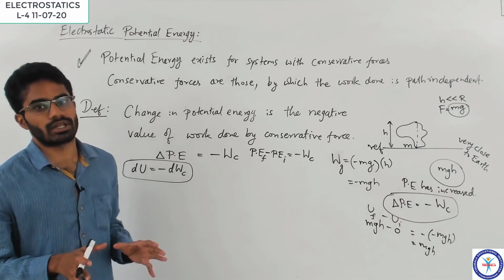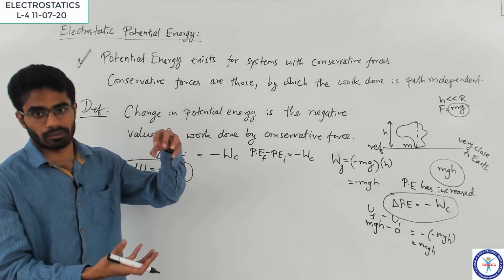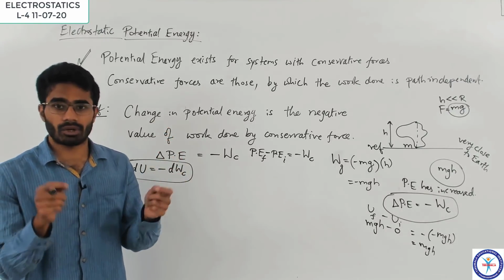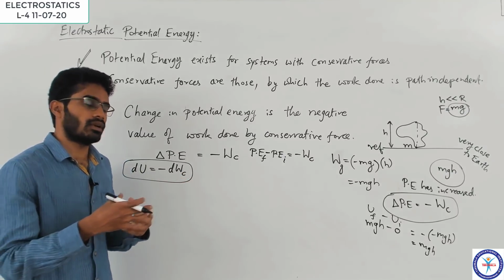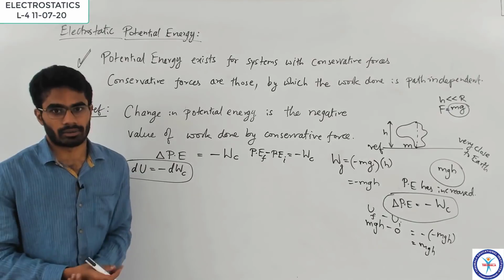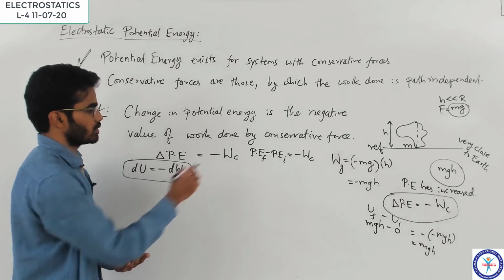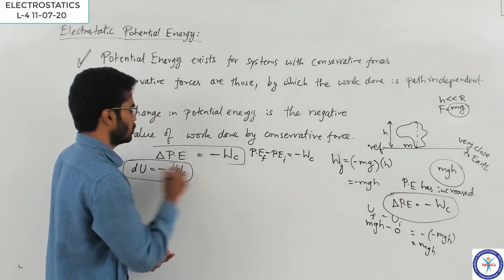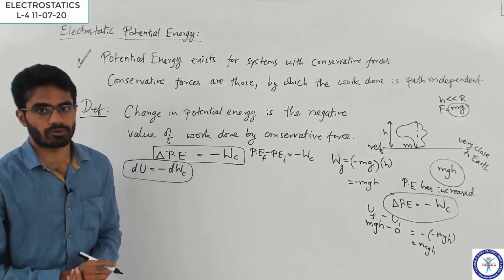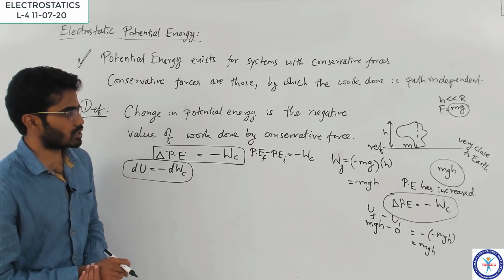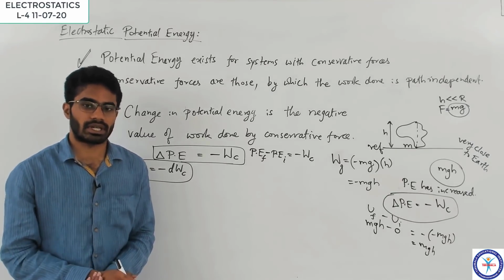There is a certain configuration. It can be an arrangement of masses. It can be an arrangement of charges. But you do some changes, there is some change in potential energy occurring, right? That is defined this way. It is always equal to negative of work done by conservative force. So by making use of this definition, let us find what electrostatic potential energy is.